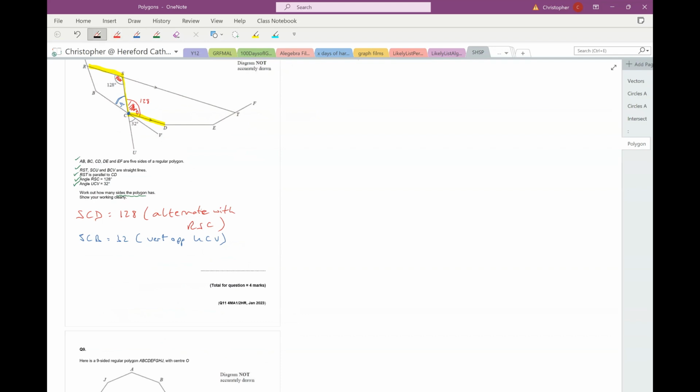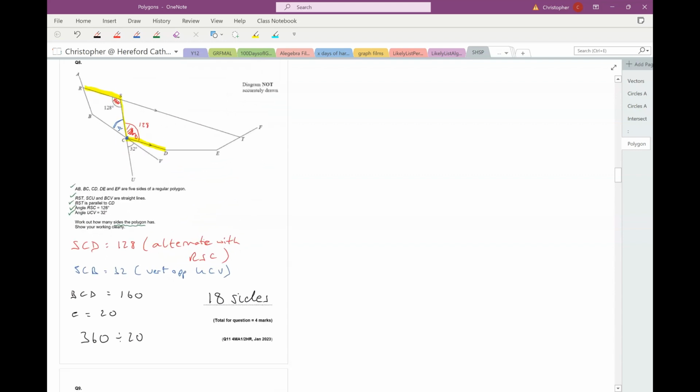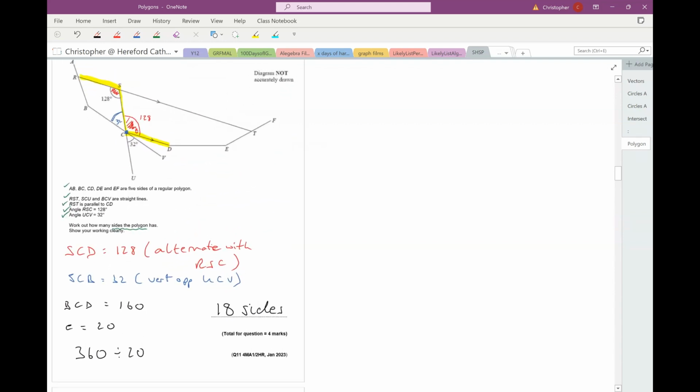So now I can say that BCD equals 128 plus 32. What is that? It's 160, isn't it? So that's the interior angle. So the exterior angle of the polygon is 20. So the number of sides is 360 divided by the exterior angle. 360 divided by 20, it has 18 sides. And that is the answer to question 8.